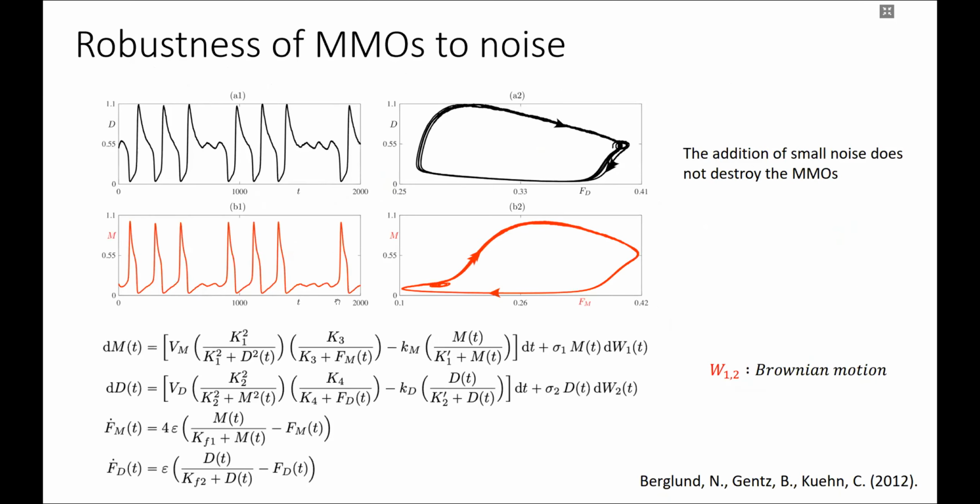Finally, stochastic noise is ubiquitous in biological systems. So we want to see how the addition of stochastic noise would affect this system. And we added these noise terms here and here. They are multiplied with sigma 1, sigma 2, which are of the order epsilon. So we have small noise. And we see that more or less the MMO structure is retained, as you can see from the time series and the phase plane.